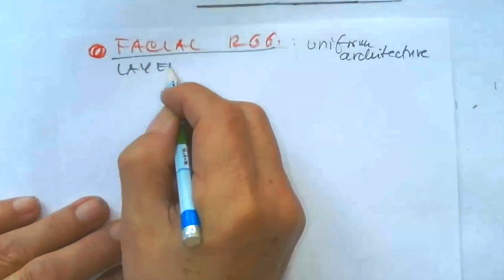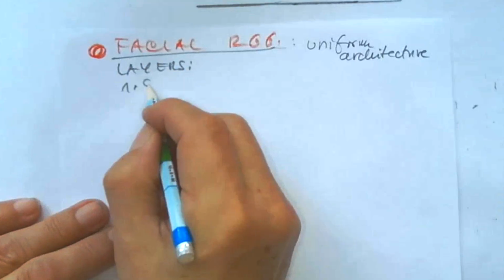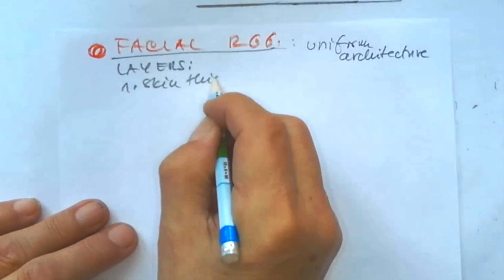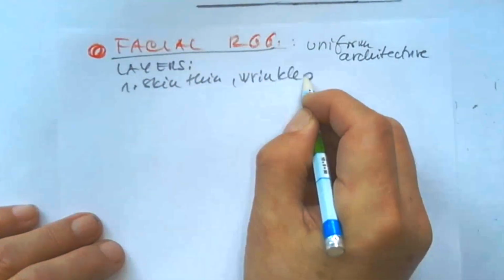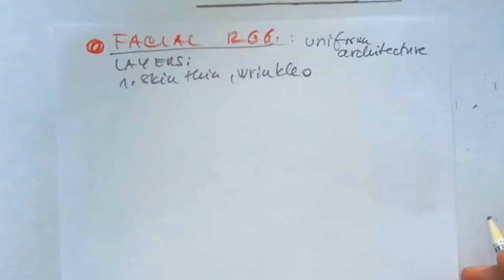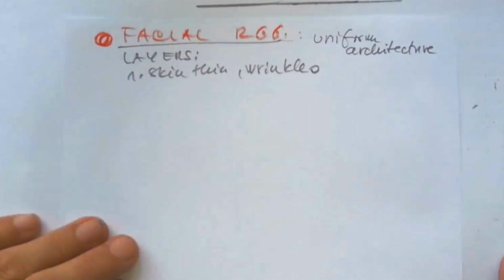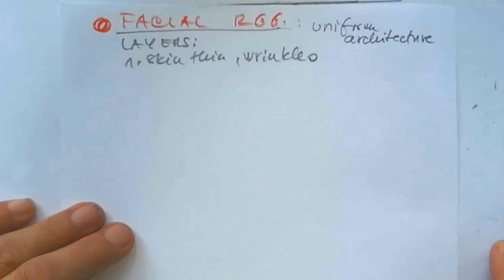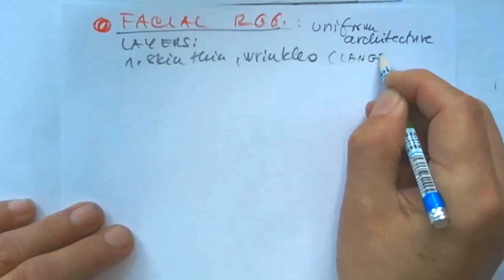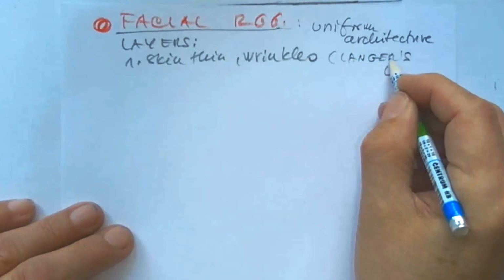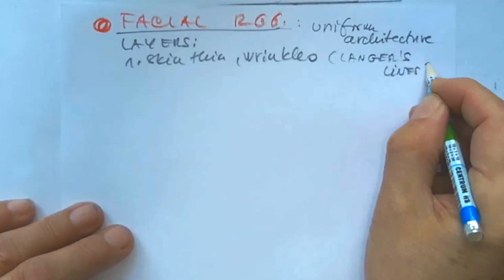So how is it with the layers? Usually, first is skin. Skin is thin in the face, also forming wrinkles. Don't forget wrinkles, important for us. Wrinkles run here around the orbicularis oris, orbicularis oculi. Important for plastic surgery. Langer's lines. Again, repeating. This is what we know.